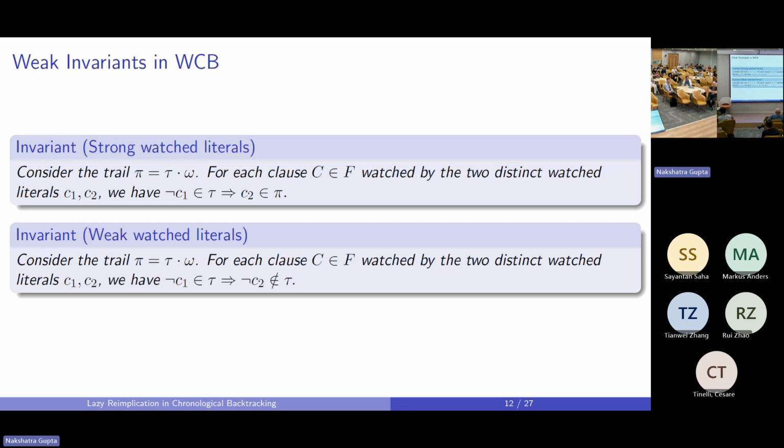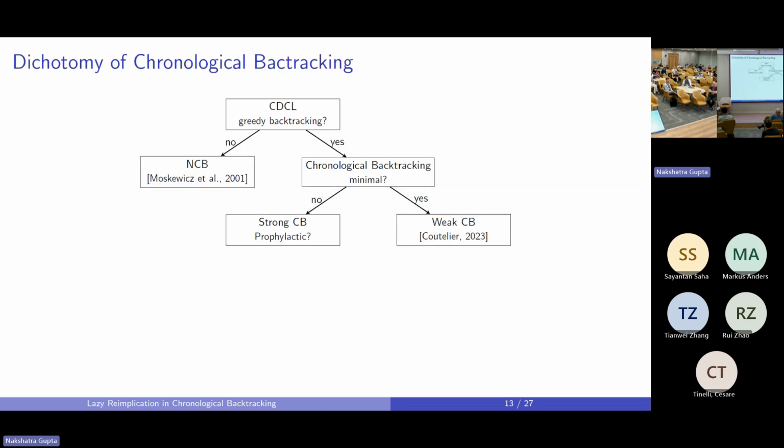So with weak watch literals, what we have is you cannot have both watch literals falsified at the same time, which is enough for soundness. You will not miss any conflict, but you might miss some implications, hence the weak. So what can we do? We want to make it stronger.